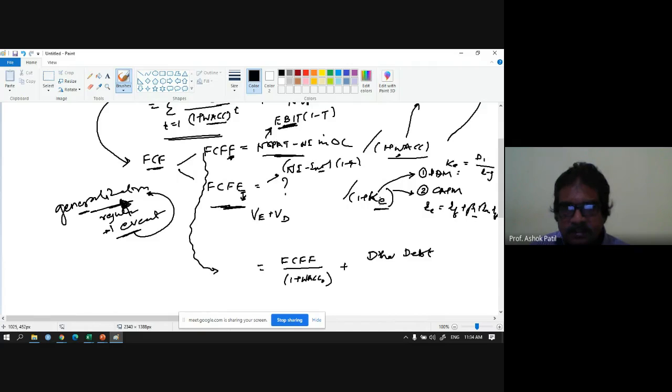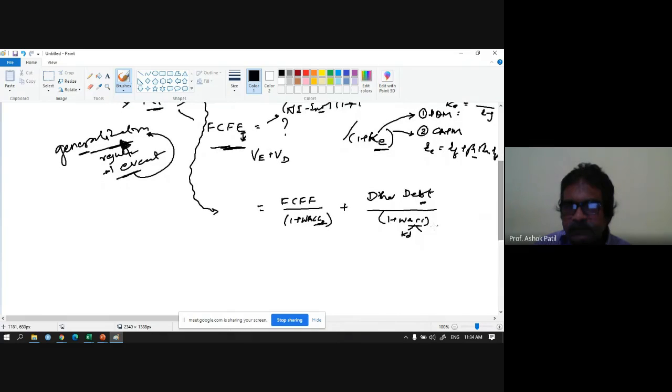So if I bifurcate this, FCFF divided by WACC 0 will give the answer, and then I will add and divide this by 1 plus cost of debt, which is WACC including both. So there is a difference between WACC 0 and the normal WACC. Here we'll see that it will be only cost of debt, because only if debt is taken.